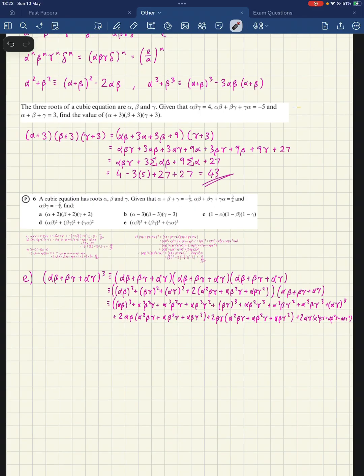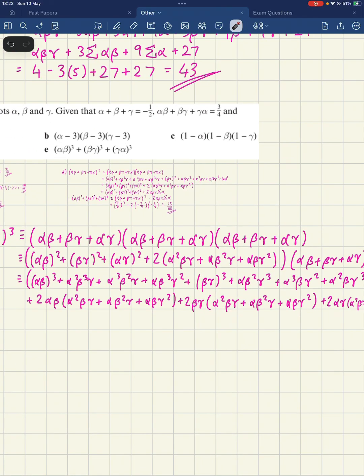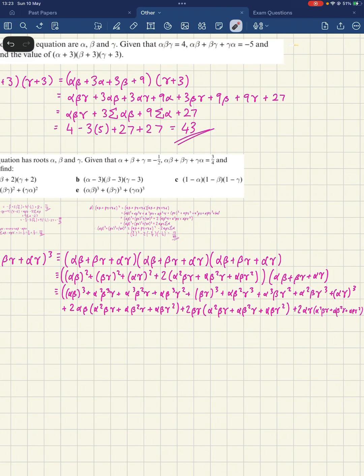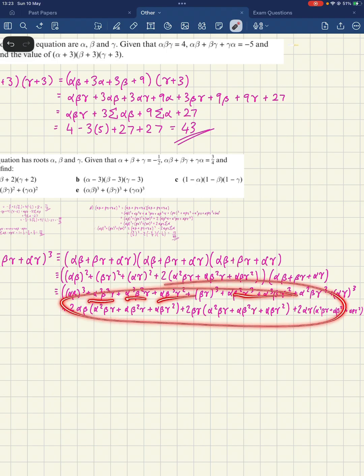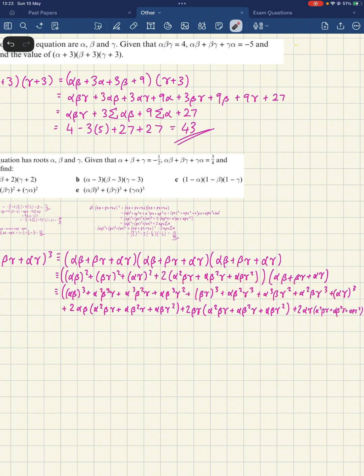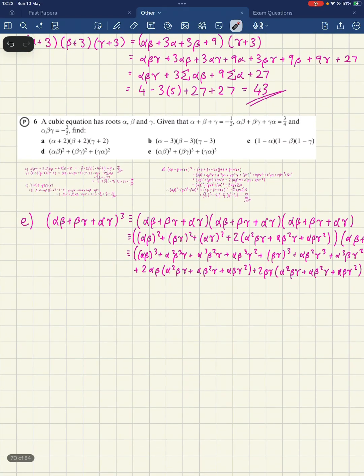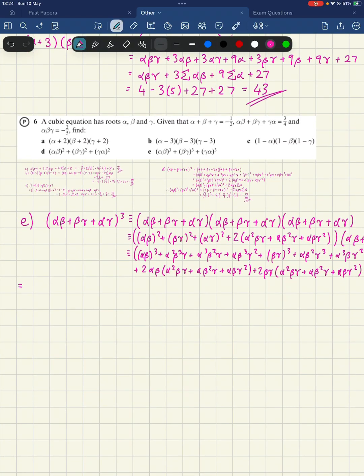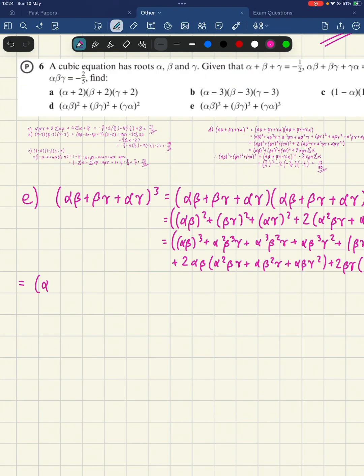Okay, so after expanding all this out, we get (alpha beta) cubed plus this plus all of this. It takes 2 lines. Okay, more simplifying. Alright, sorry. What we're now going to get is the stuff that we want. So we have (alpha beta) cubed plus (beta gamma) cubed plus (alpha gamma) cubed plus.